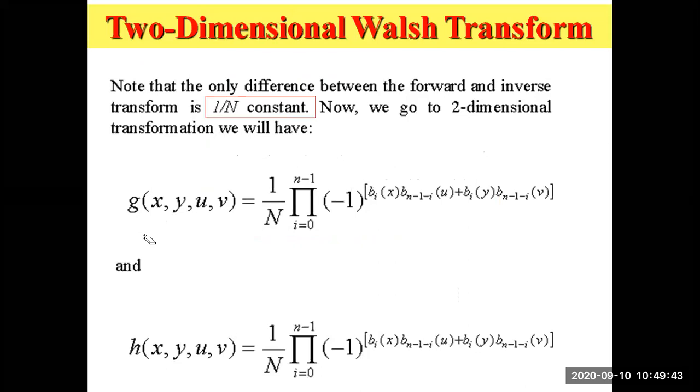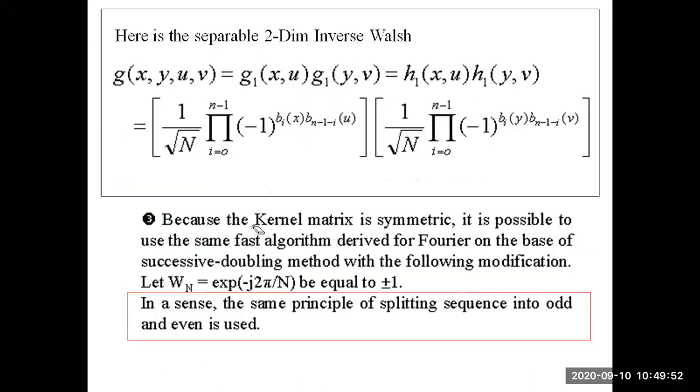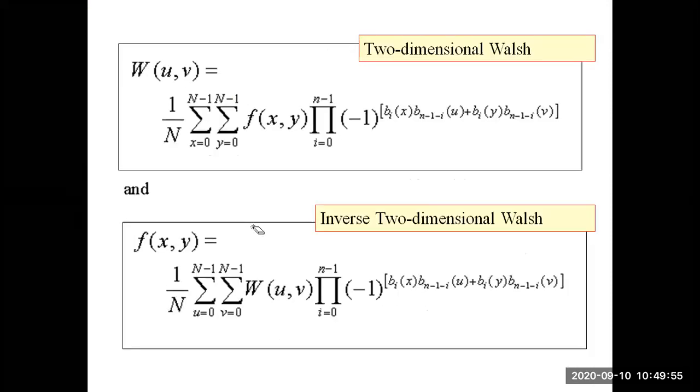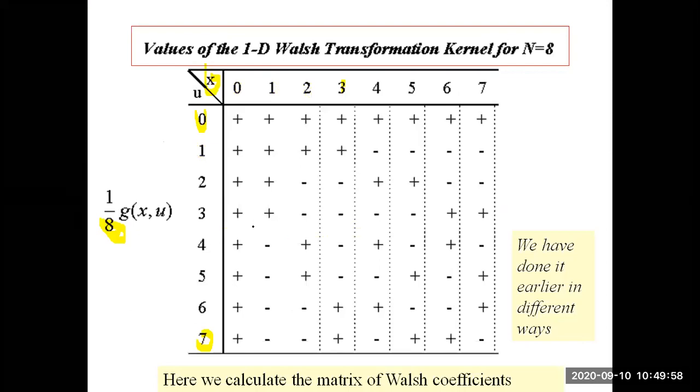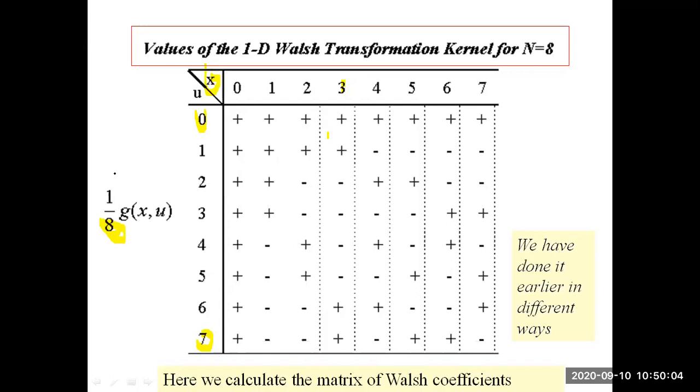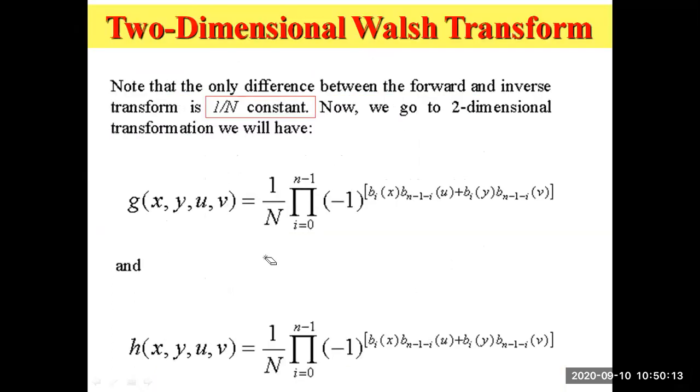For these one-dimensional matrices, we can also extend to two-dimensional matrices. This is only one-dimensional for a signal, but our images are two-dimensional. In that case, how do we extend? Two-dimensional means g of x comma y comma u comma v, but in the previous case, g of x comma u only. If we extend the dimension to y, then the output is also extended to v.